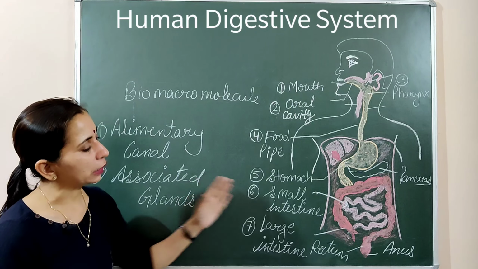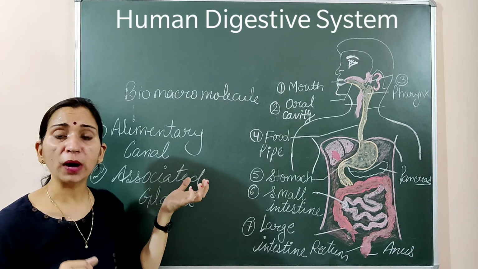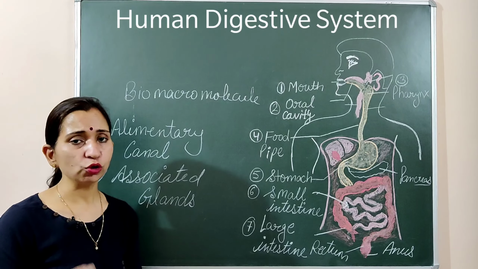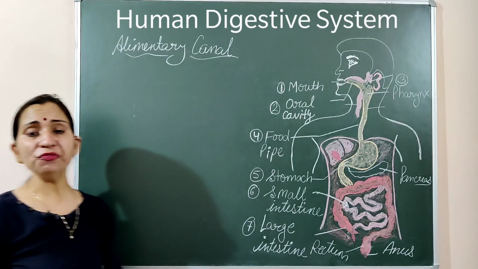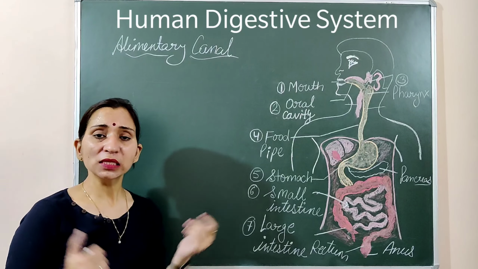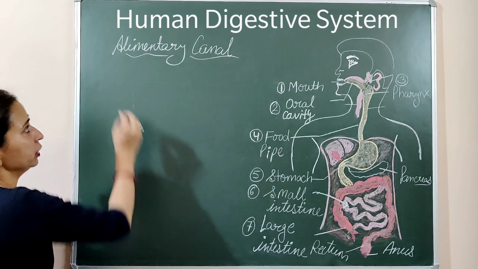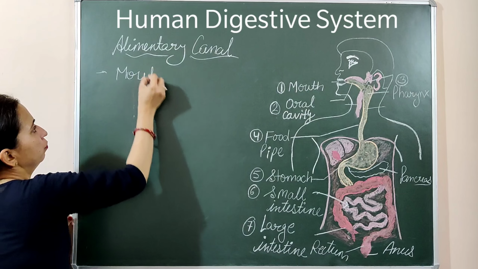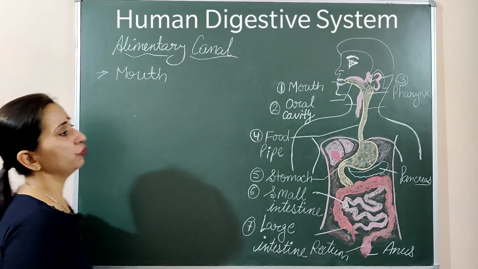Before starting all these things, we need to understand the different parts of the alimentary canal. Let's take a look at the different parts of the alimentary canal, then we will discuss them in more detail. Let's see, it starts from the mouth. The opening of the alimentary canal is known as the mouth. This is the starting point of the alimentary canal.